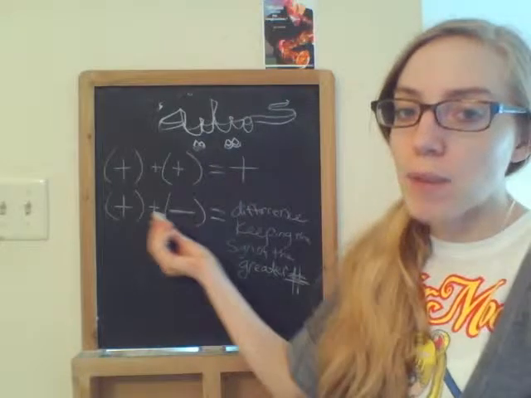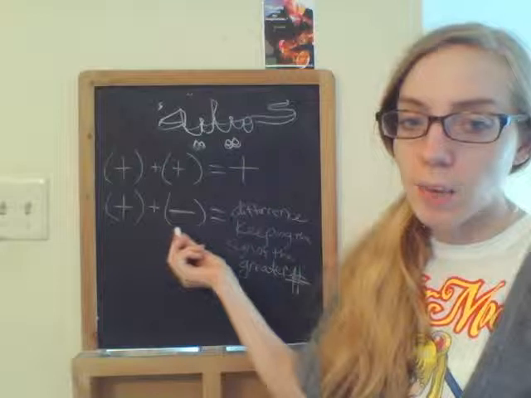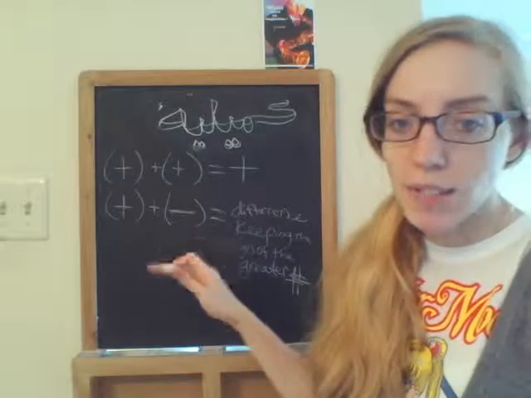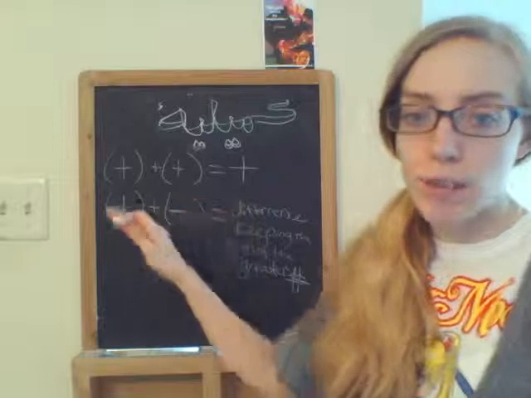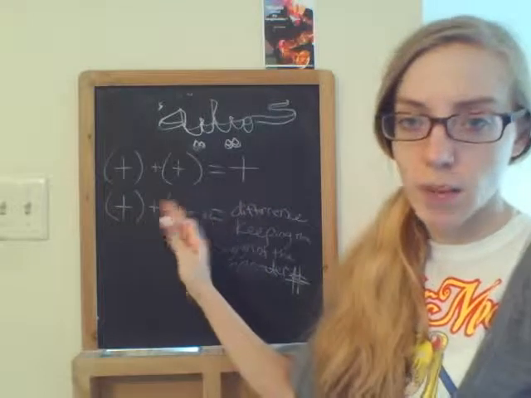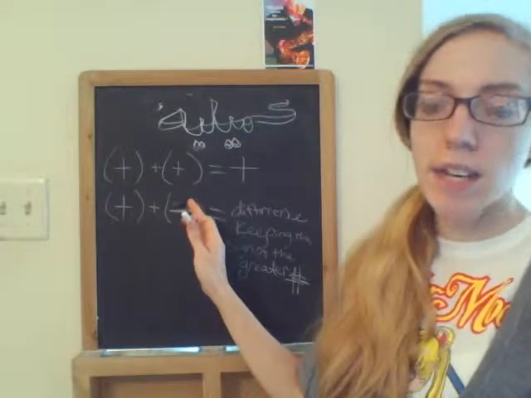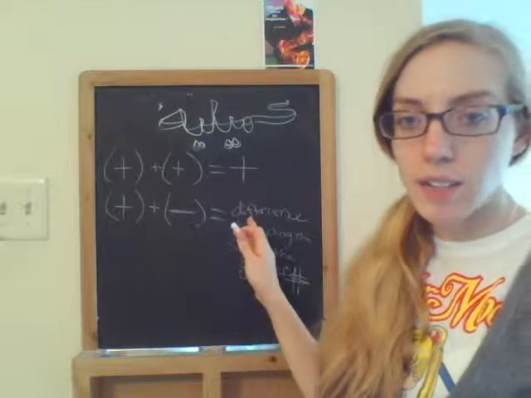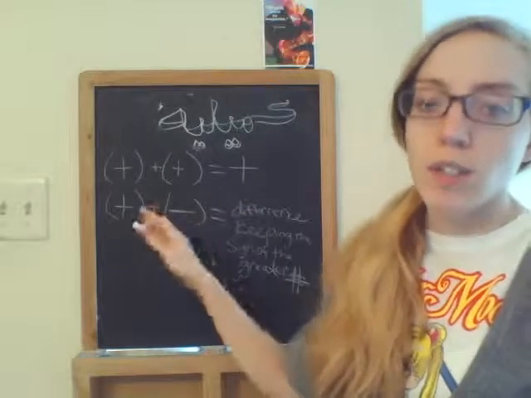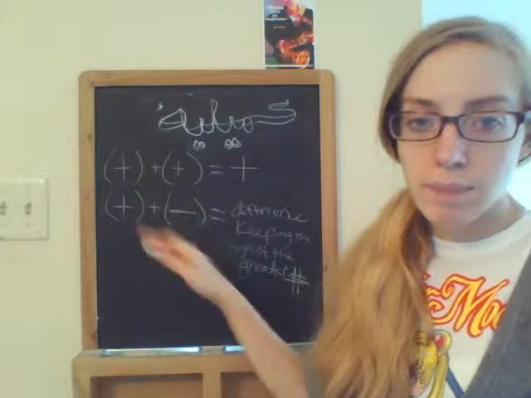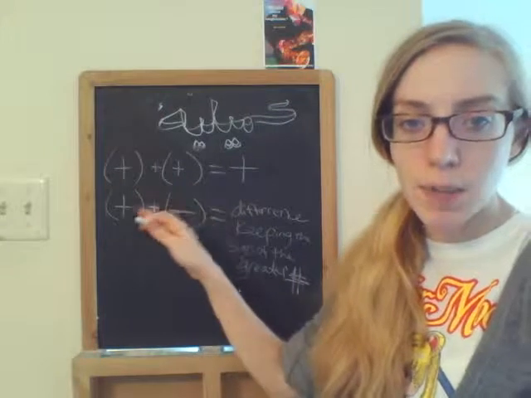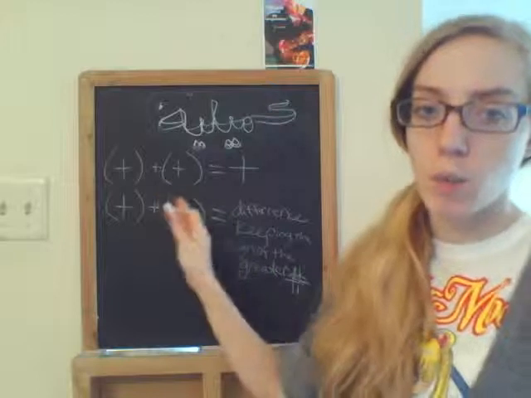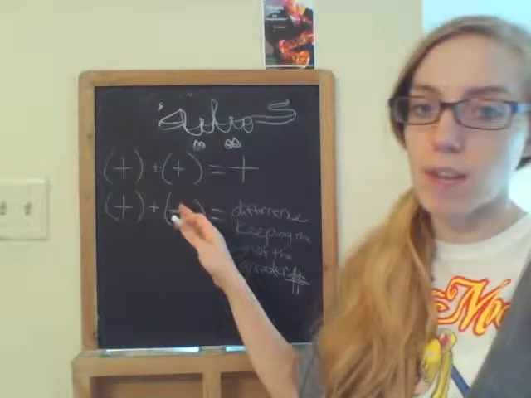Now, if we have a positive number and we're adding it to a negative number, we are going to subtract the difference and keep the sign of the greater integer. If this number here was a negative and was greater, you would keep that sign in your answer. So you subtract these two numbers and keep the sign of whichever one was the greater, the positive or the negative number.